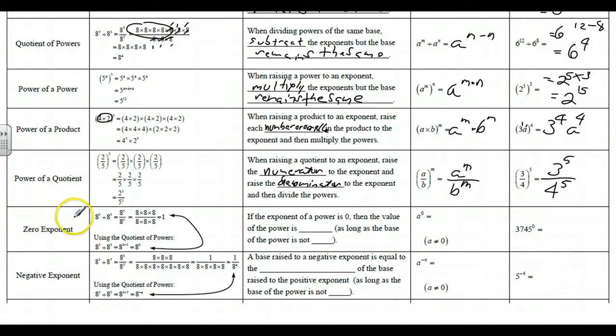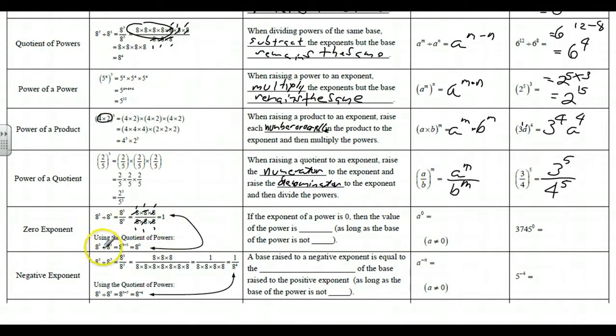Zero exponent. All right, where are we going to get a zero exponent from? Well, let's take a look at this. What if we have 8 cubed divided by 8 cubed, which looks like this, right, when written as a quotient, 8 cubed over 8 cubed, which is 8 times 8 times 8 over 8 times 8 times 8. Each of these guys cancels, right? Leaving us with a 1. So that's 1 times 1 times 1 over 1 times 1 times 1, which is 1.